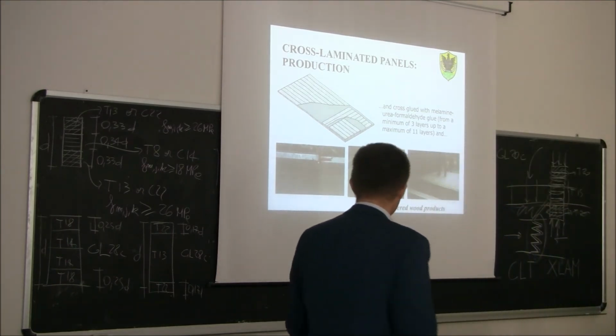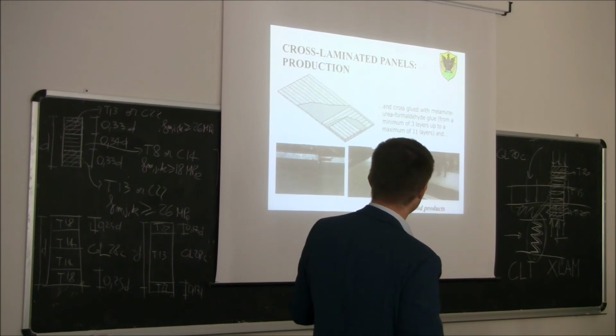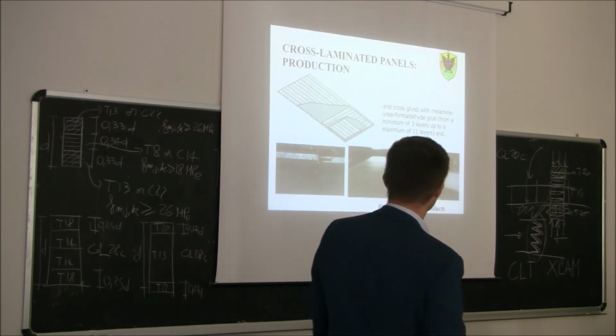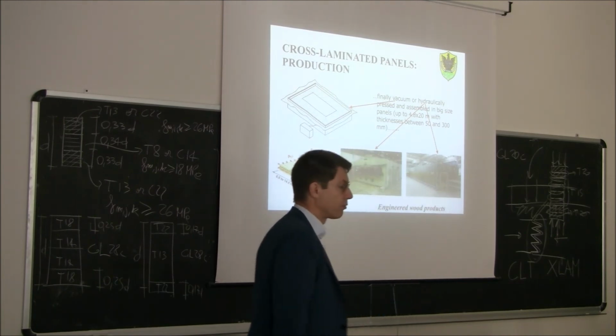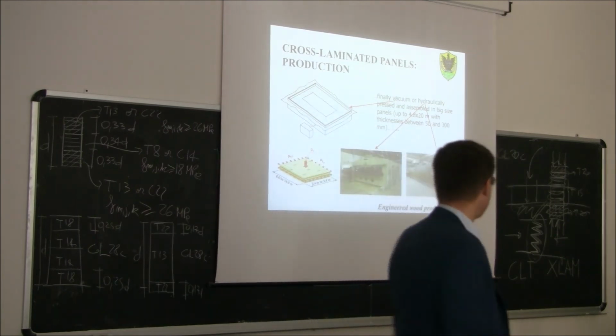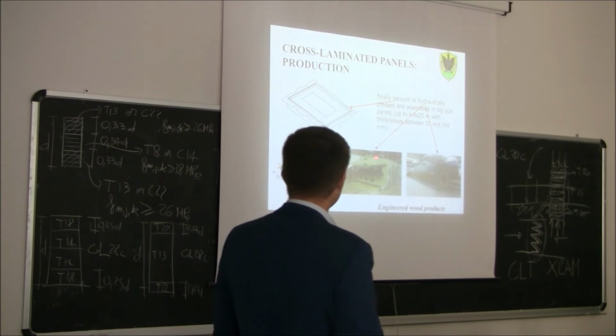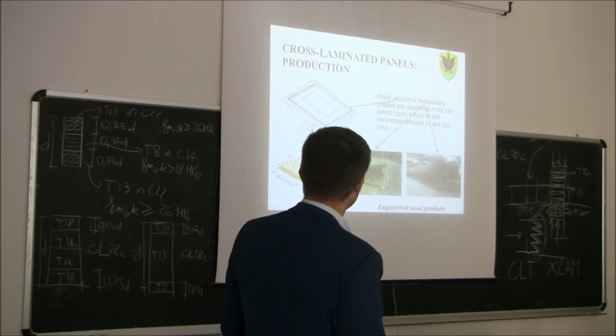You can see here, this is the spreading of the glue. And then the other boards are placed on top. And then we have to apply pressure to allow the glue to set. So, for the pressure we can use vacuum presses.